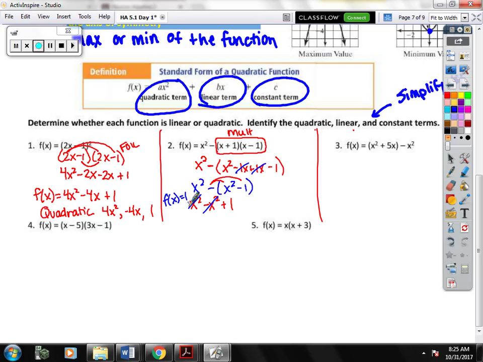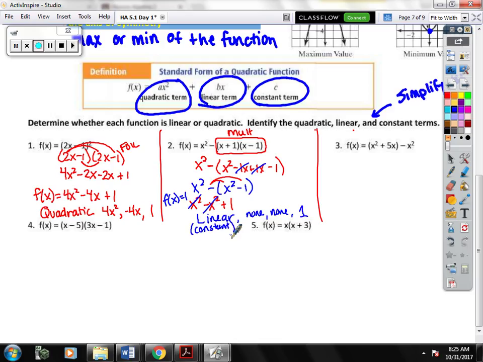Now, technically, this is a constant function. It would form a straight line, though, right? Y equals 1 would be a horizontal line. So we can still call it a linear function. It would have no quadratic term, no linear term, but the constant term would be 1. I also would accept if you called this a constant function too. But that wasn't one of the options in the directions. It said, is it linear or is it quadratic? And technically, it would still form a horizontal line. All right, see if you guys can try the next 3.